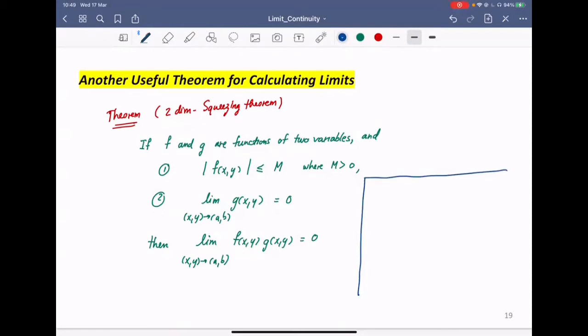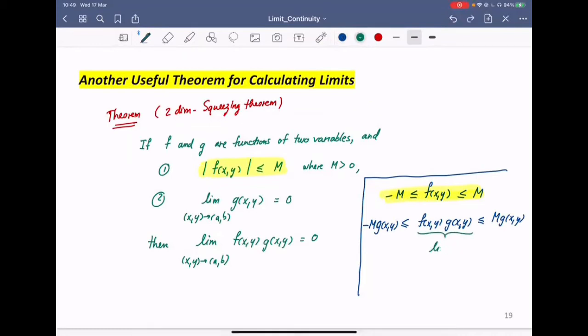So the idea of this theorem is when you have the absolute value of f(x, y) less than or equal to M, that means f(x, y) is in between negative M and M, right? Because the absolute value of f(x, y) less than or equal to M, you can expand it like this. And then you multiply g(x, y) to the inequality here, right? And then, if you want to compute the limit of this thing, what is the limit?